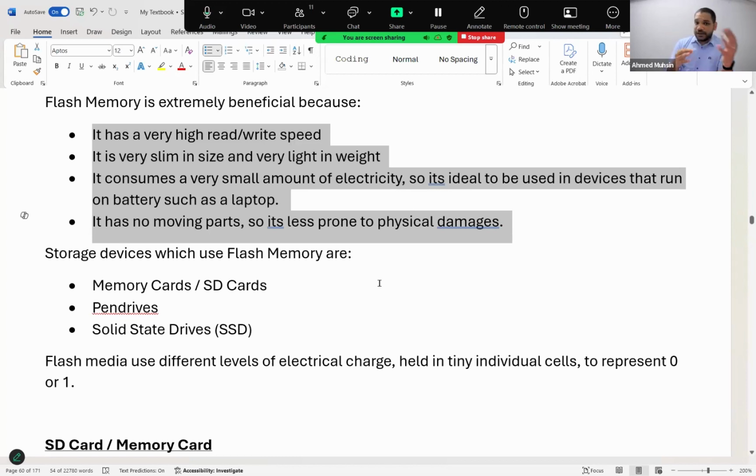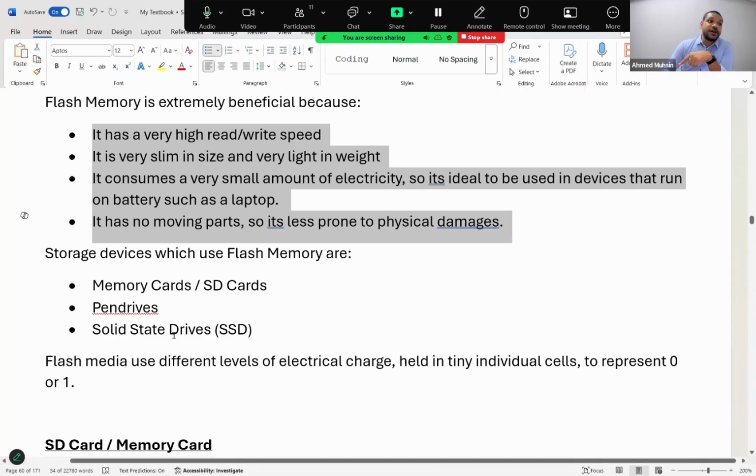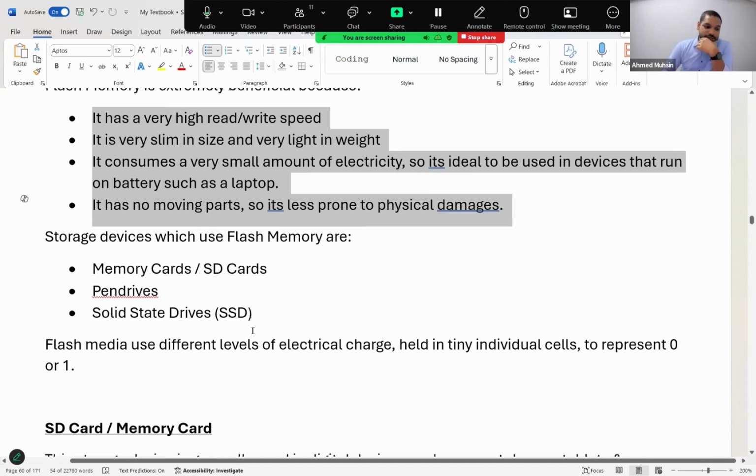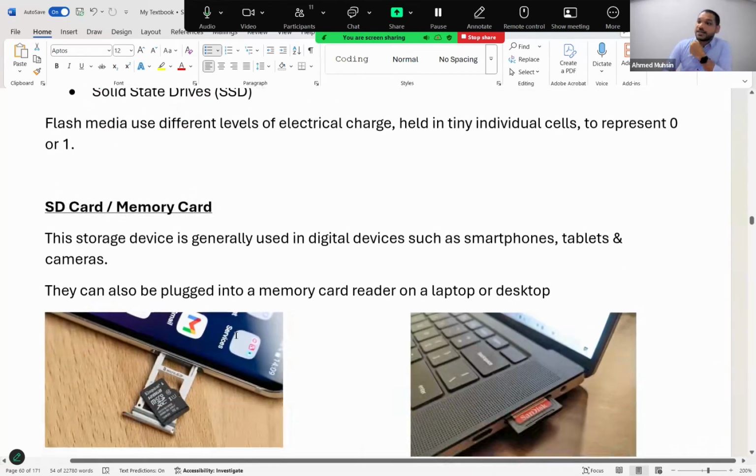Why did flash memory become so popular? Here are the reasons. Very slim, light in weight, high read-write speed, low power consumption. Because in today's world, we are all using rechargeable devices, right? We want the battery to last for as long as possible, isn't it? So then flash memory is your go-to option. Flash memory is very nice storage media. And then memory card, pen drive, SSD will be your perfect storage device. Excellent.